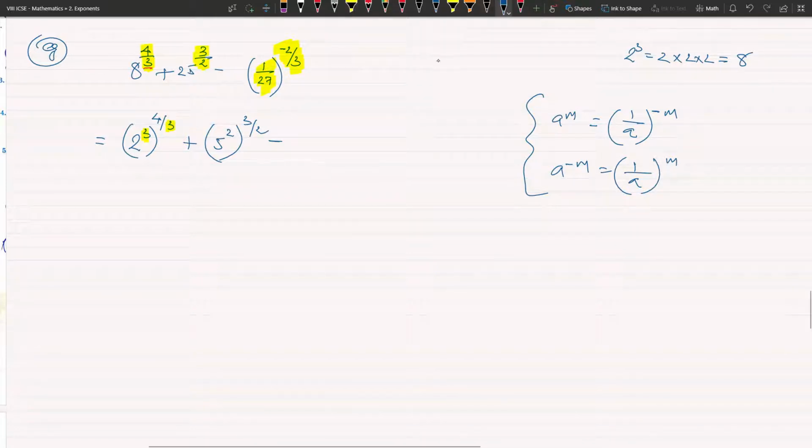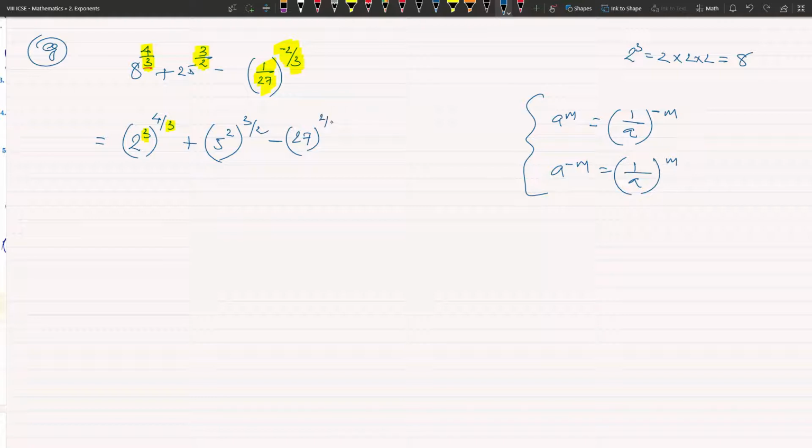So what is the reciprocal of 1 by 27? 27 by 1. Yes. So just write 27 raised to 2 by 3. Why 2 by 3? Because the minus sign becomes plus now. Why? Because we have taken the reciprocal of the base. So when the base gets reciprocal, the negative power becomes positive. Okay, that's the law we are using.